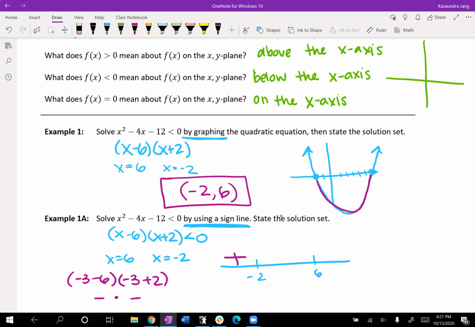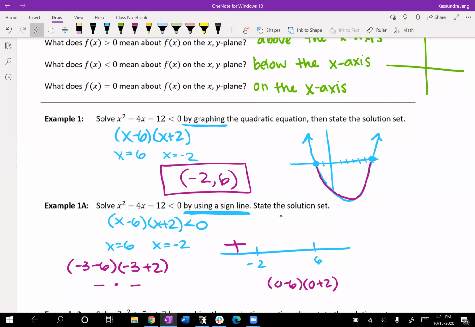All right, and now I'm going to do the same thing in this middle section. I'd probably just choose 0. If I do 0 - 6 times 0 + 2, again, I really just care, does this end up with a positive or a negative? This gives me a -6 times a +2. Negative times positive is negative, so that whole section would be in the negatives.